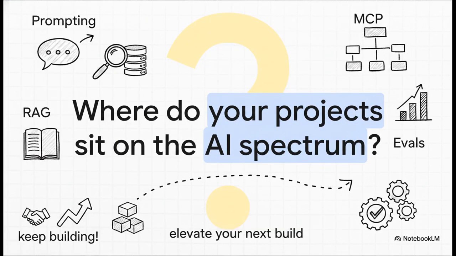So there it is. You now have the complete cognitive map of the modern AI engineering stack. Everything from the nuances of prompting and RAG right through to MCP, evals, and scaling for production. So the really provocative question I want to leave you with is this: where do your current projects actually sit on this spectrum? Are you just making simple model calls, or are you building shipped, agentic products? And more importantly, how are you going to apply these tools we talked about today to totally elevate your next build? Thanks for joining me on this explainer, and as always, keep building.